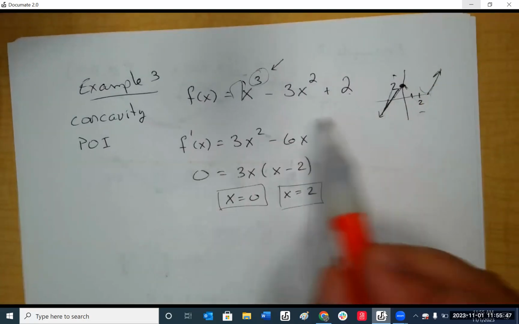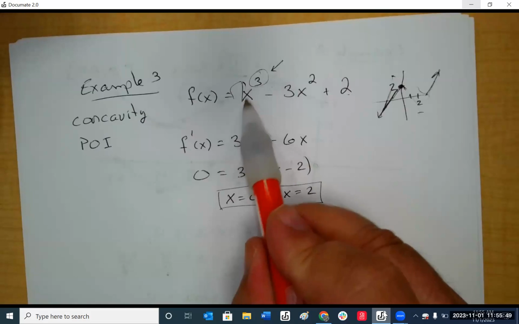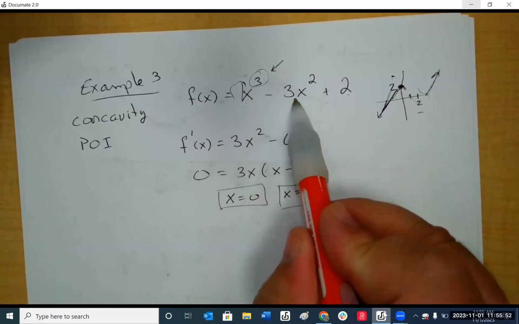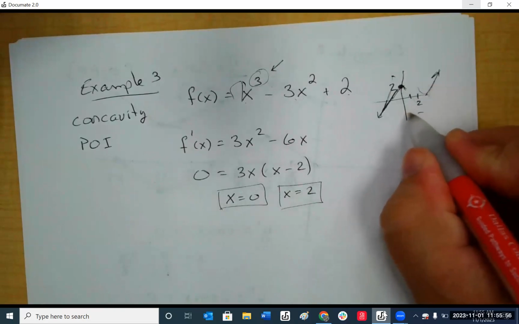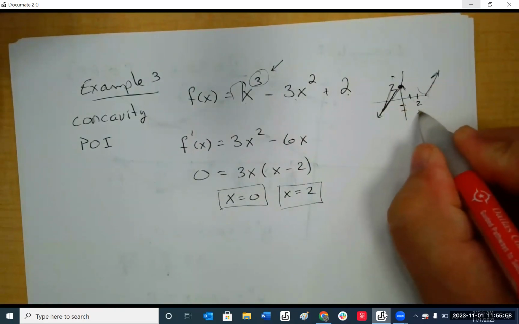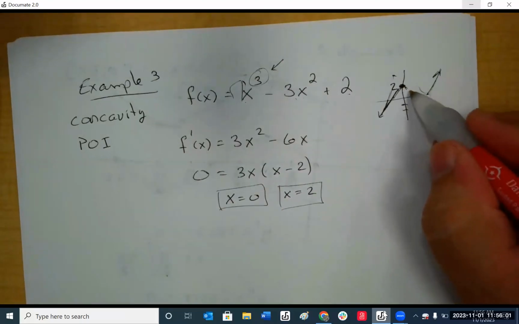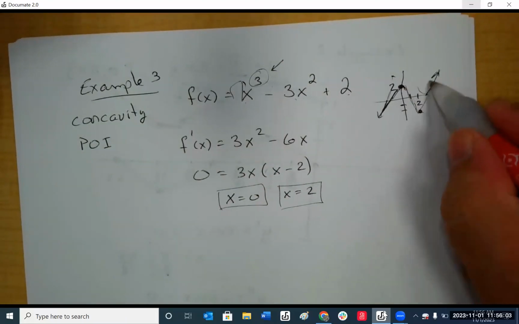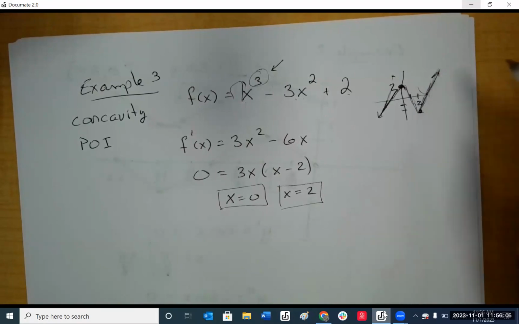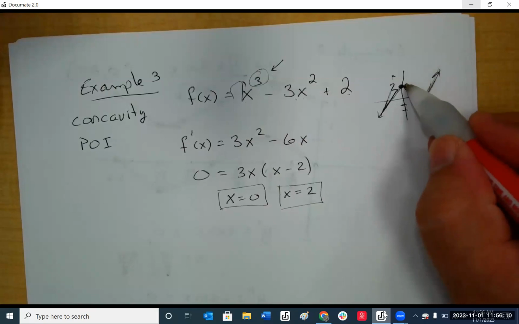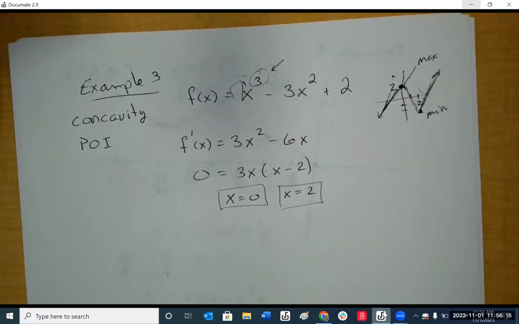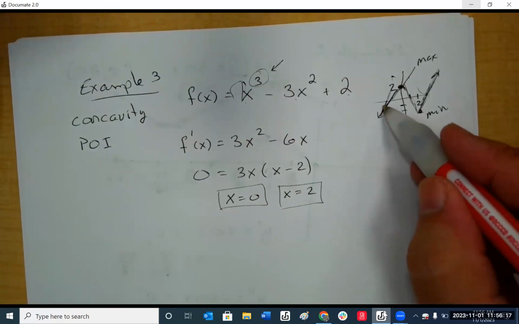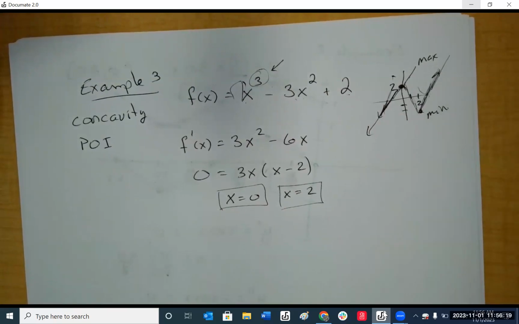And we could find the exact values. We plug in 2: that's 8 minus 12 is -4, plus 2 is -2. So at 2, it's -2. That's what our graph's going to look like. So we know we have a maximum there and a minimum there. Locals, not absolutes, because these keep on going.